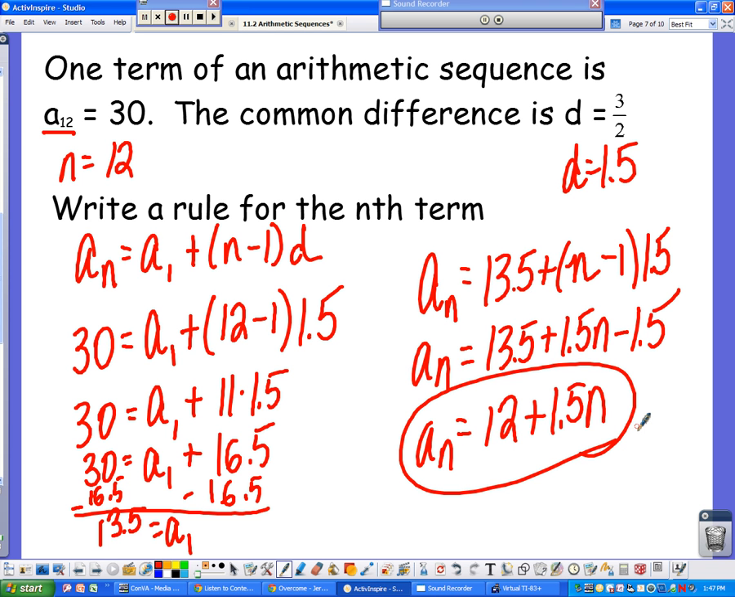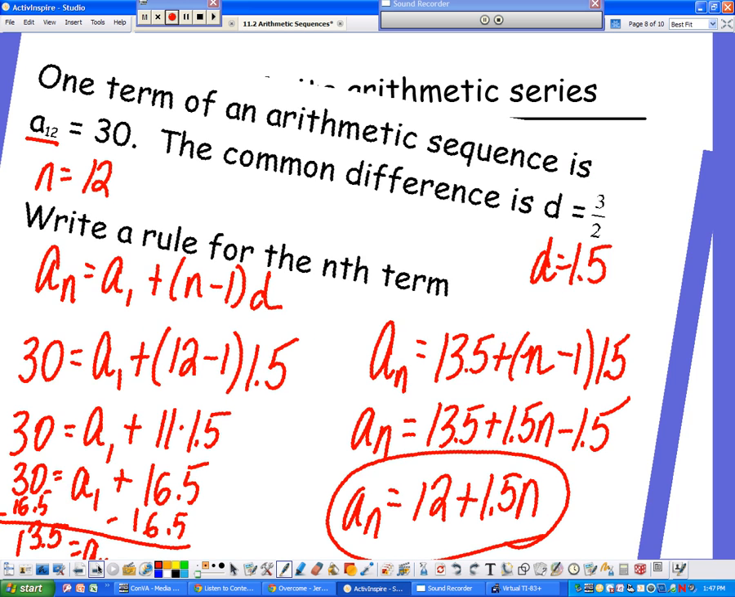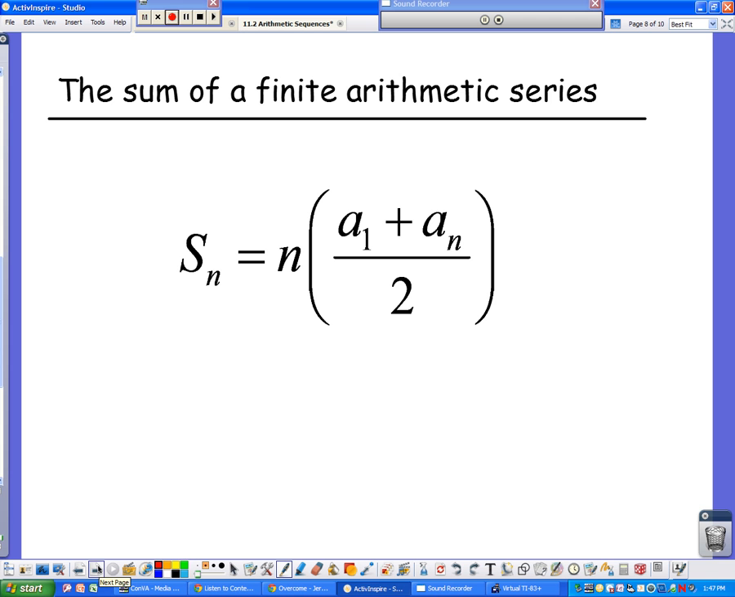Okay. All right, part 2 of this lesson is finding the sum of a finite arithmetic series. Now remember, when I see the word series, it means find the sum. And finite just means that it's going to stop. Infinite means it goes on forever and ever, and it doesn't ever stop. So finite means that it's going to stop.